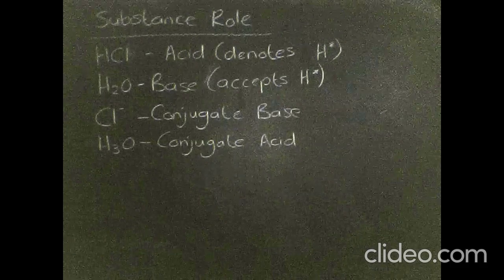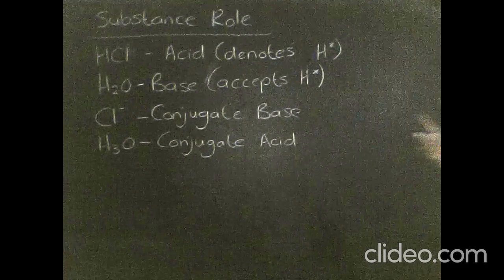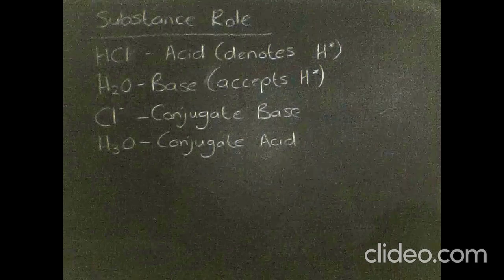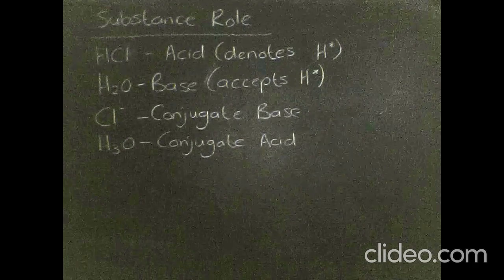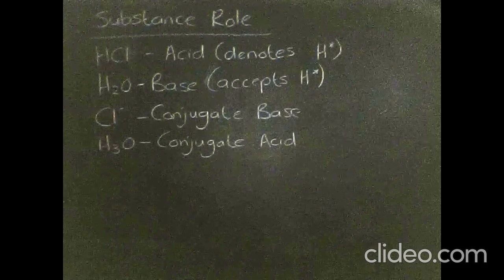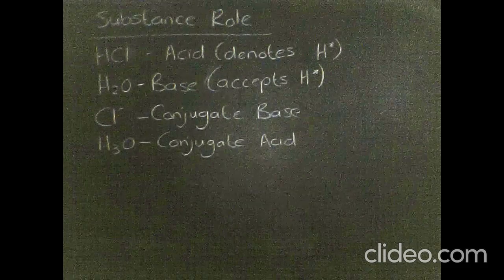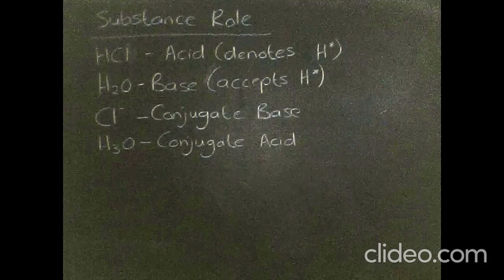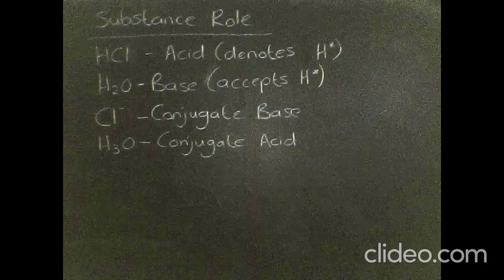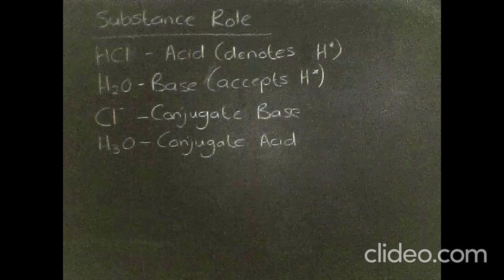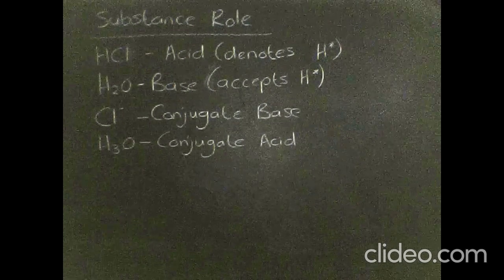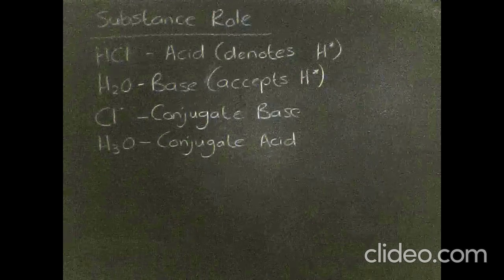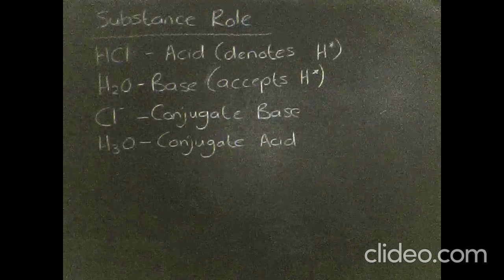So we have the acid, the base, the conjugate base, and the conjugate acid. Remember that an acid donates a proton, which in this case is hydrogen, and a base accepts a proton, and in this case it is water. So our conjugate base now is chloride, and our conjugate acid now is hydronium ion.